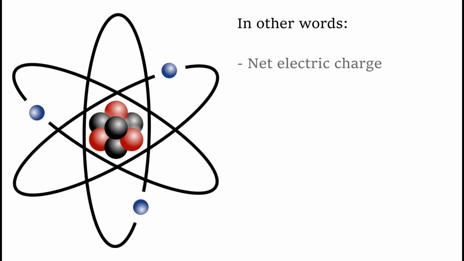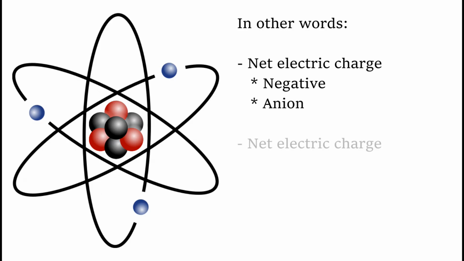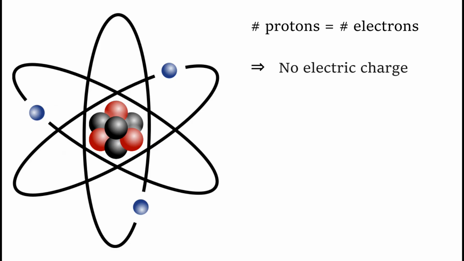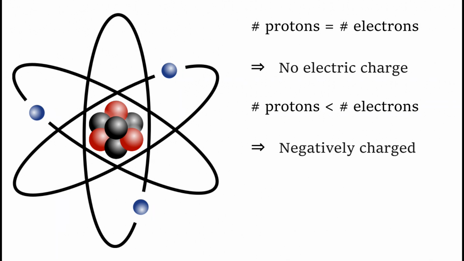In other words, if the net electric charge of an ion is negative, the ion is an anion. On the other hand, if the net electric charge of an ion is positive, the ion is a cation. So what happens to create anions and cations? Suppose we have an atom with the exact same number of protons and electrons. This means that this atom has no net electric charge, because the number of protons and the number of electrons cancel each other out. Now, when this atom gains extra electrons, it becomes negatively charged, because it now has more negatively charged electrons than positively charged protons.